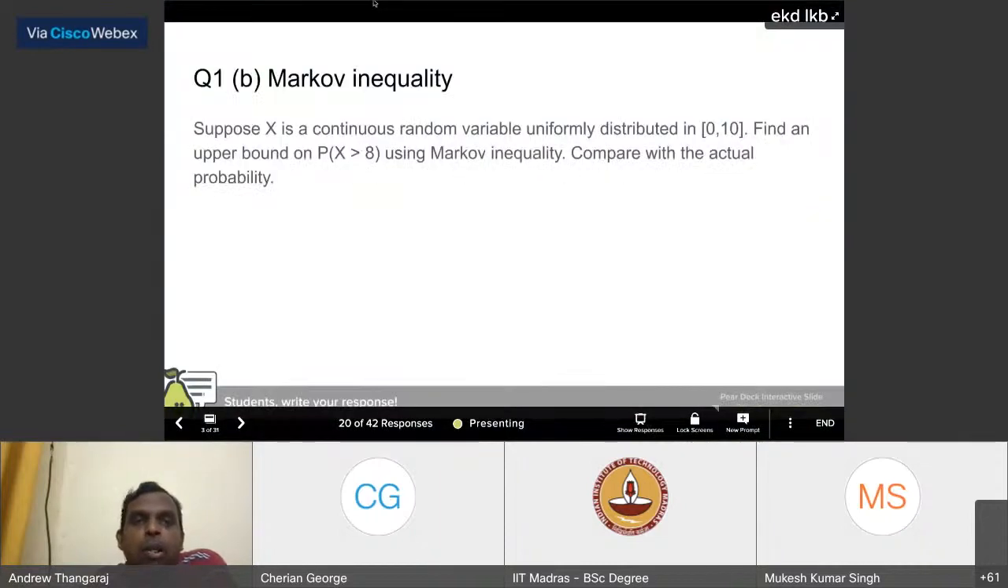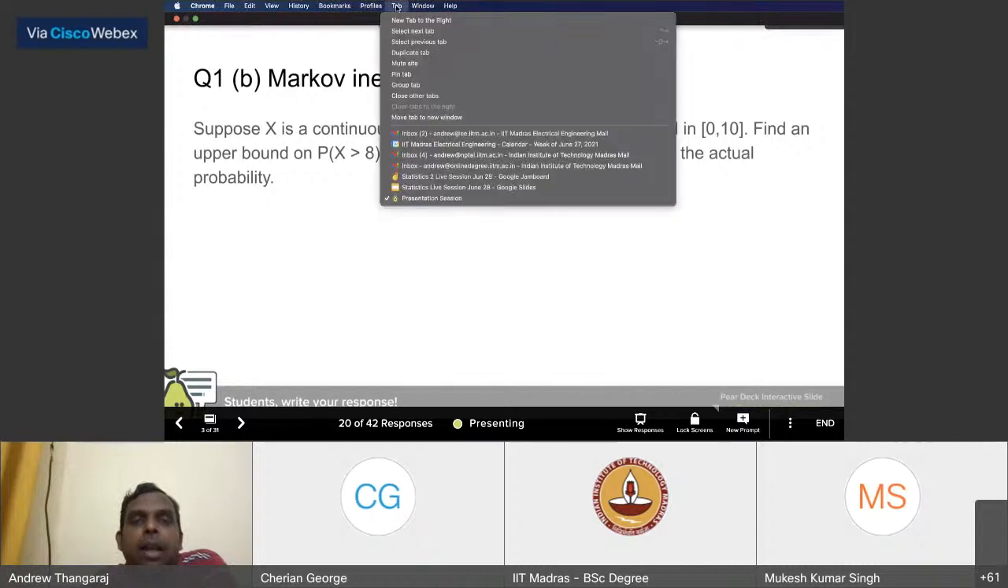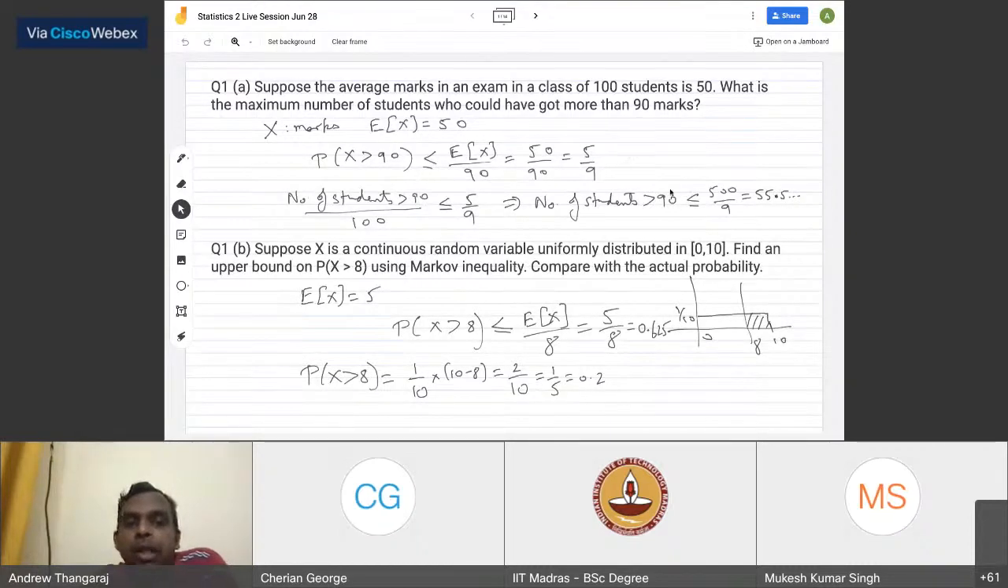So let me now take this time to go back to the solutions for both the questions. Okay. So here is the solution to both the questions. So let's start with the second one, part B. This is the more textbook variety. So if you look at the uniform distribution from 0 to 10, here is a picture of the PDF. You can see from 0 to 10, it's flat and the height is 1 by 10.